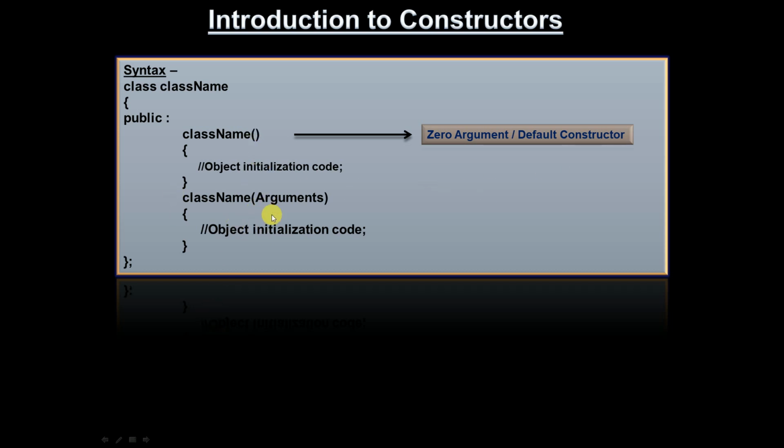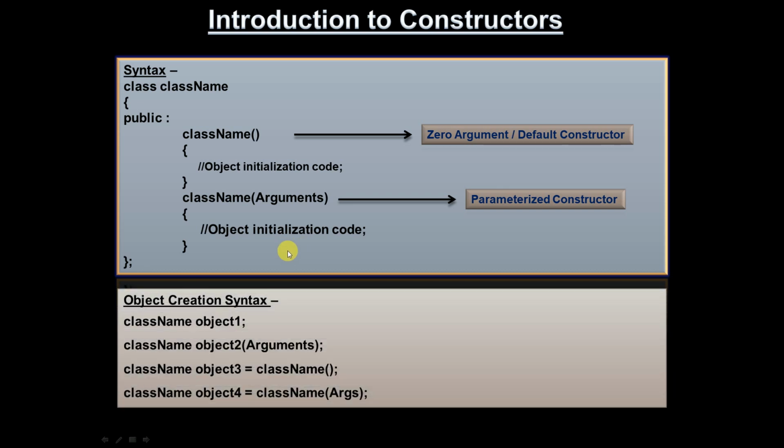And the second one is this, where we are giving the parameters or arguments. This one is called a parameterized constructor, or a constructor with arguments. So basically we will have two types of constructors: zero argument or default constructor, and parameterized constructors. Now how to create an object and make sure the object invokes our constructors? How to invoke the zero argument constructor or the parameterized constructor during object creation?